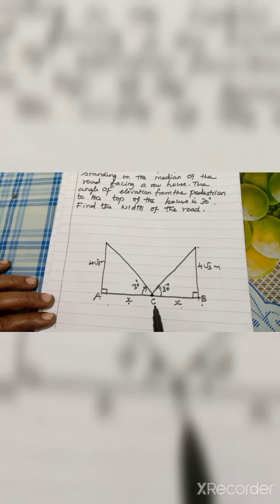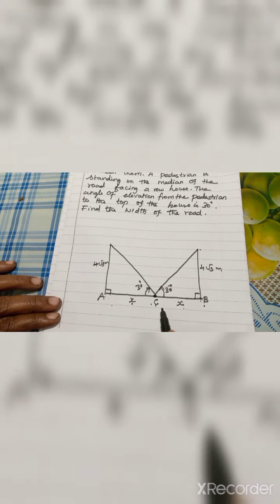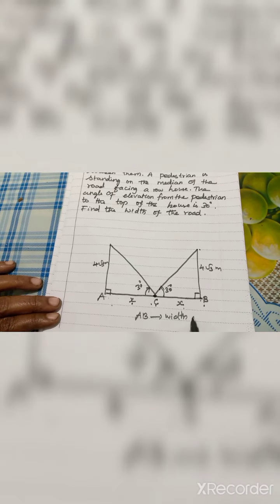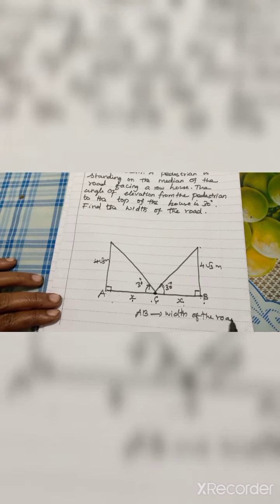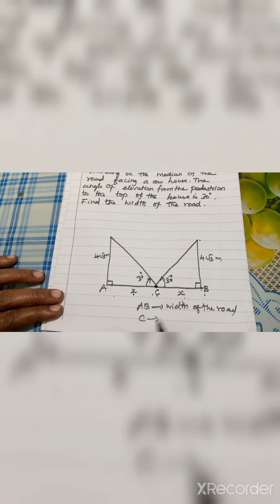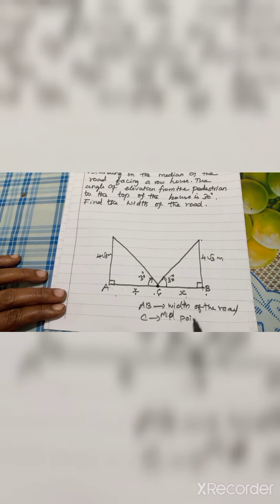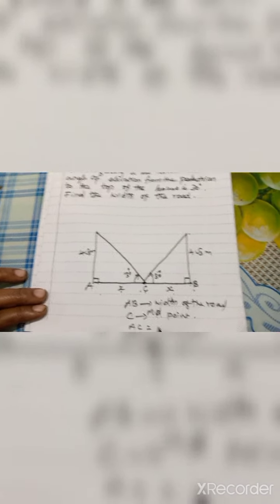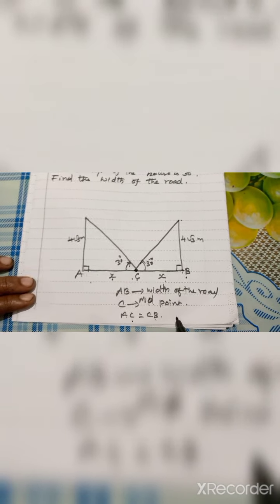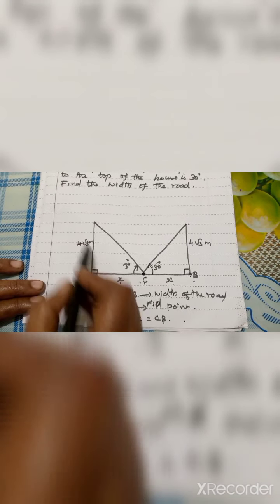So you can give AB as the width of the road. This position C is the midpoint of AB. So AC equal to CB. Let AC equal CB equal X. Any one right triangle you can take. Here let us name it ACP.